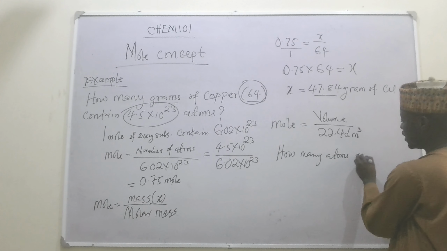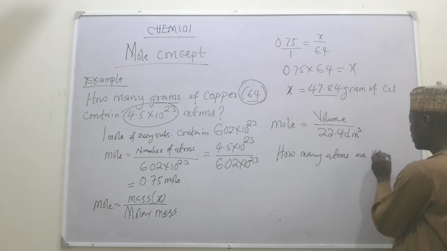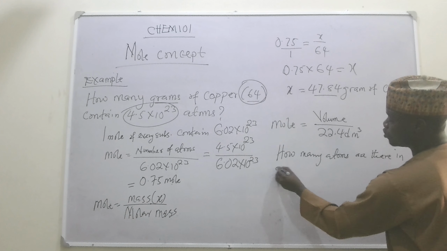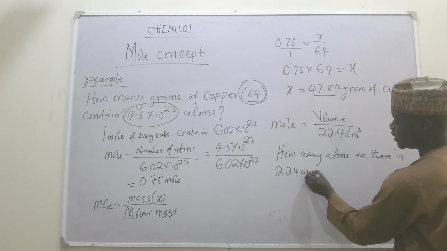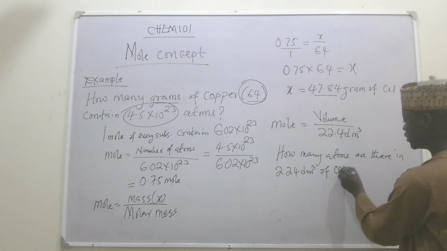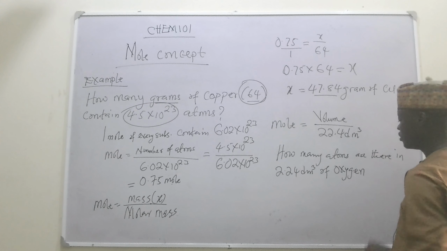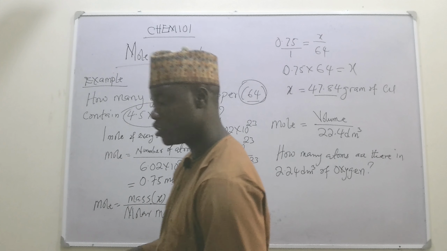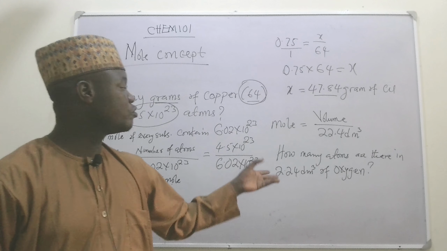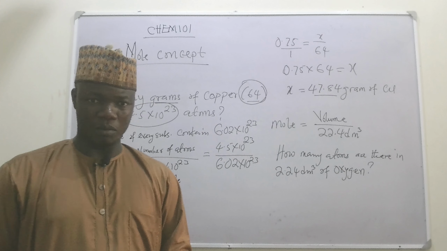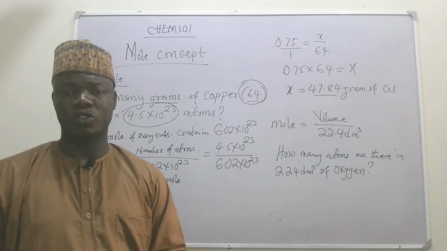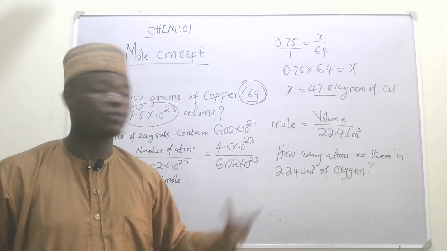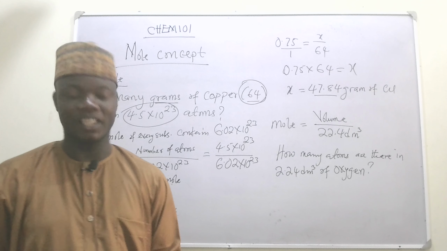Let's say the question is: how many atoms are there in 2.24 dm cube of oxygen? So you want to know how many atoms we are going to get with the volume of 2.24 dm cube of oxygen. We already have the volume of oxygen. It's simple, ladies and gentlemen.